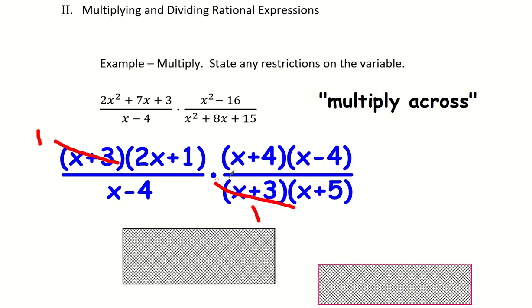And you know what else? This bubble of x minus 4 will cancel with that entire denominator of x minus 4. Okay? So nothing else cancels. So now you're left with multiplying the 2x plus 1 to the x plus 4. And down here you just have maybe 1 over here and a 1.